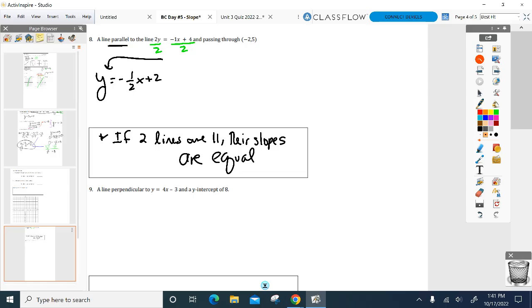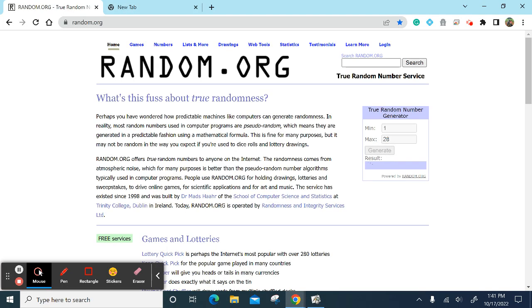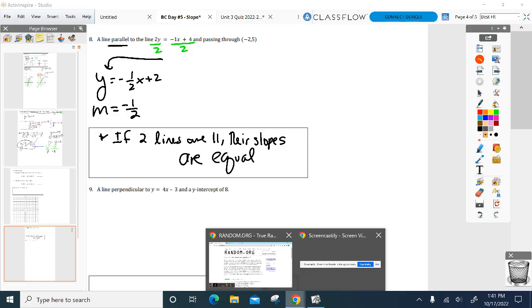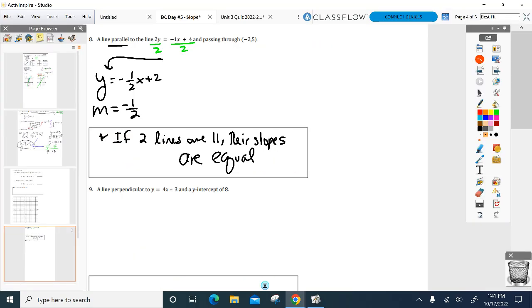Okay, now tell me, what's the slope of this line? Negative 1/2. So the slope of my new line will be, who's got 8? Negative 1/2. Why? Parallel means equal slopes.